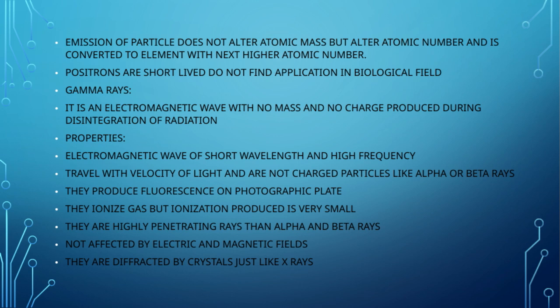They also ionize gases, but the amount of ionization is very small compared to alpha or beta rays, making them less ionizing overall. One of their most important characteristics is their high penetrating power. They can pass through many materials that stop alpha or beta particles. Because of this, they are difficult to shield and require dense materials for protection. Finally, gamma rays behave similarly to X-rays in some ways. They can be diffracted by crystals. This property is fundamental in techniques like X-ray crystallography, which helps us understand molecular structures.